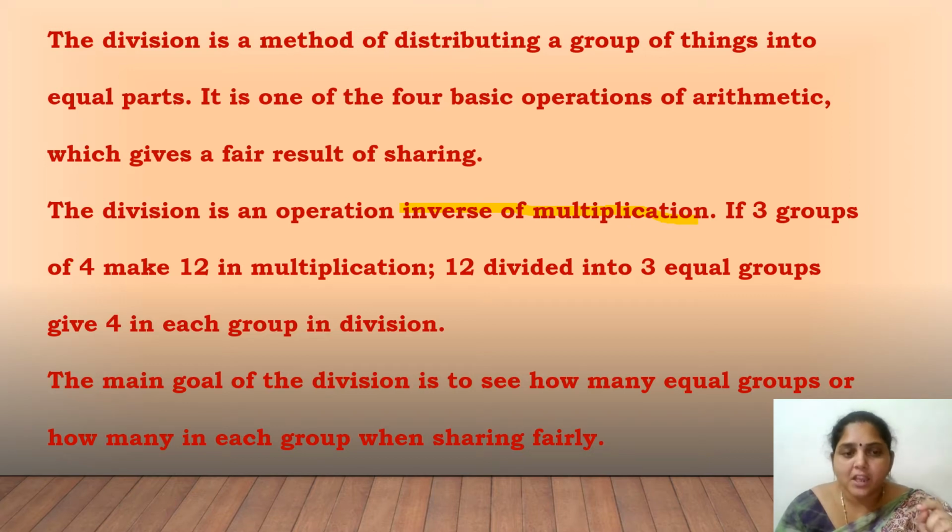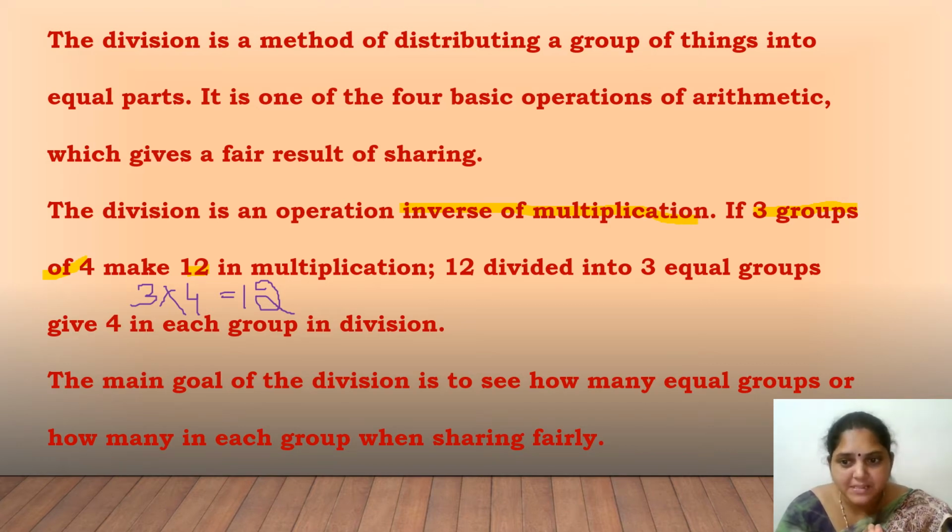If three groups of 4 make 12 in multiplication, what does that mean? When we multiply 3 into 4, 3 into 4 gives us the product 12, meaning 3 groups of 4. When we group 3 things 4 times, our answer will be 12.